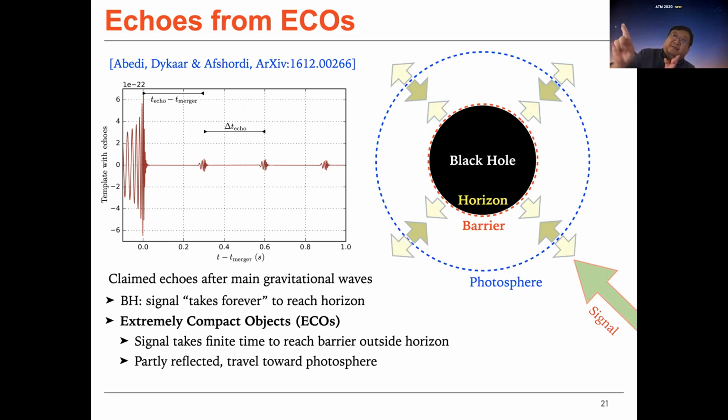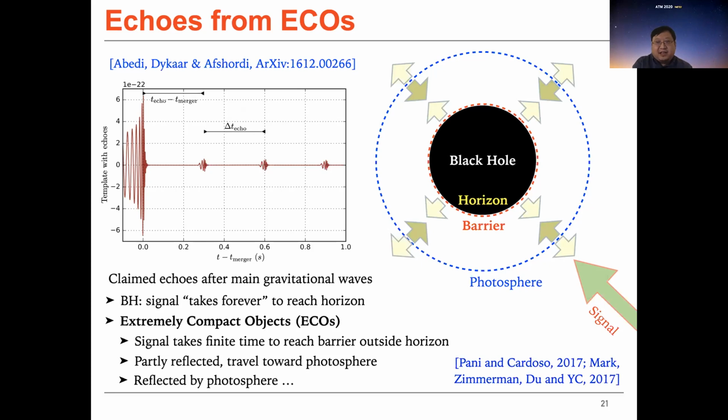So they get turned back, and they go back to the barrier again, and maybe they can get reflected again and again. Generically speaking, if you have some structures right outside the horizon, what you would expect is that if you send gravitational waves toward the black hole, the waves may travel back and forth between this barrier outside the horizon and the photosphere, and then cause these echoes.